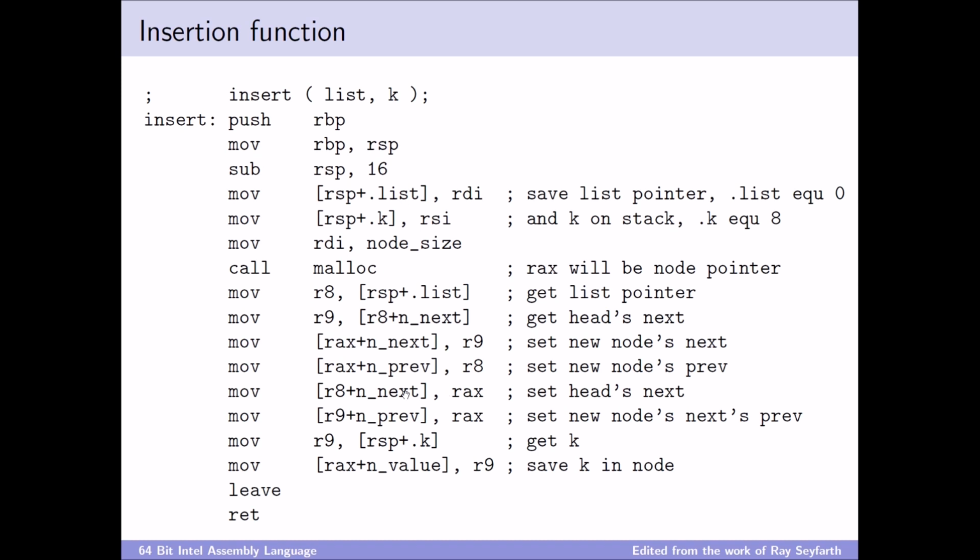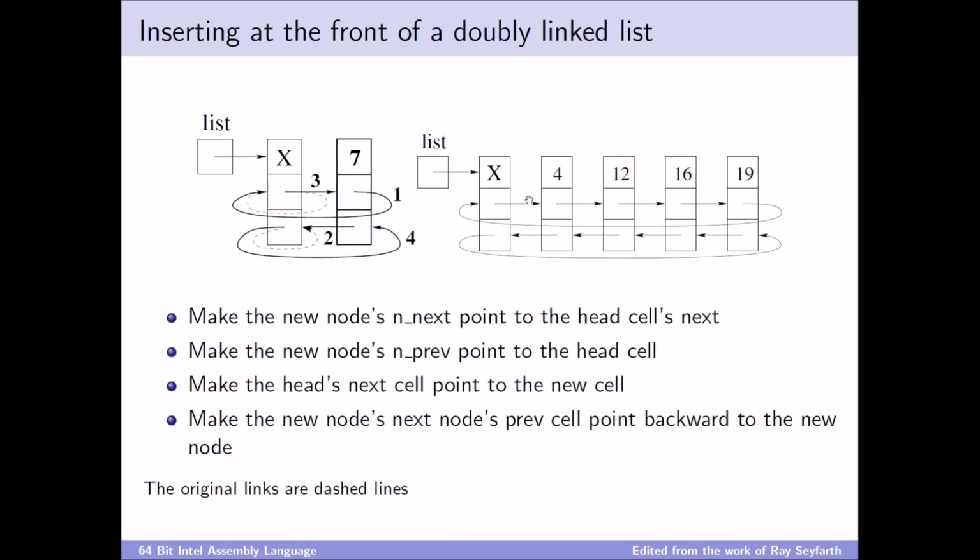Moving further down, we now want to change some of the links with respect to the old head and the old head's next value. So what I'm going to do is set R8's next to RAX. Specifically, R8, remember, is the head. So I'm going to change the head's next to be my newly created node. So I'm simply adding that arrow over there.